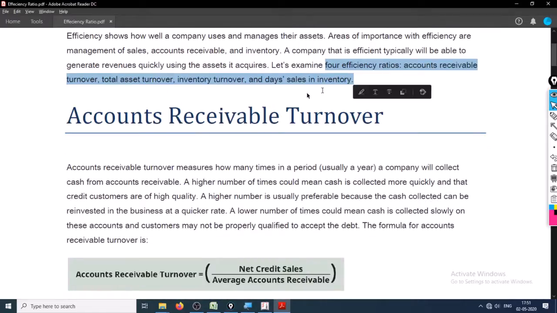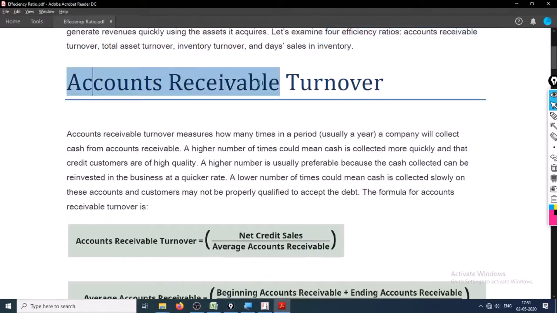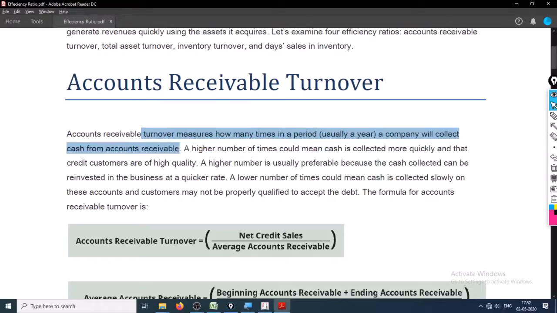Okay, looks very heavy. So accounts receivable turnover, as the name suggests, is how many days our accounts receivable will take to pay. It measures how many times in a period a company will collect cash from accounts receivable, that is, our debtors. And who are our debtors? I guess SpaceX and someone.